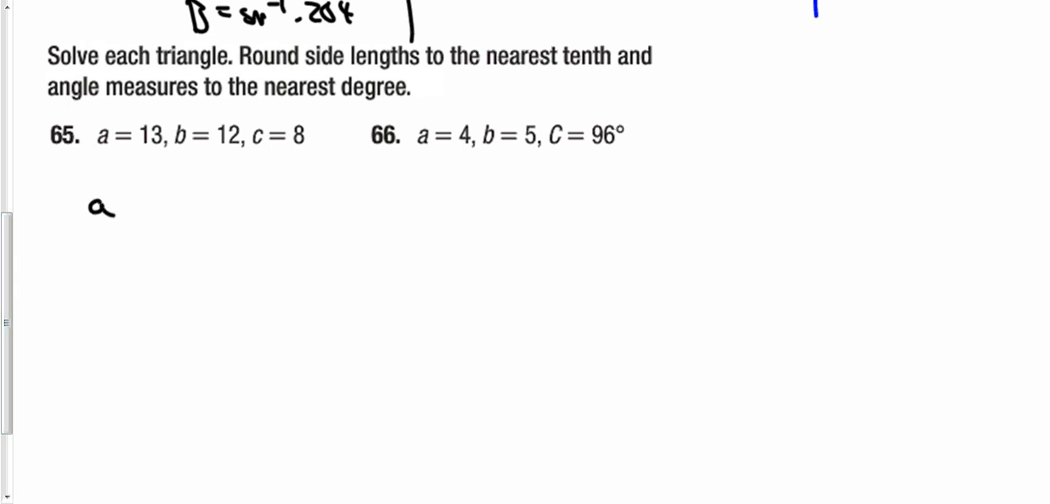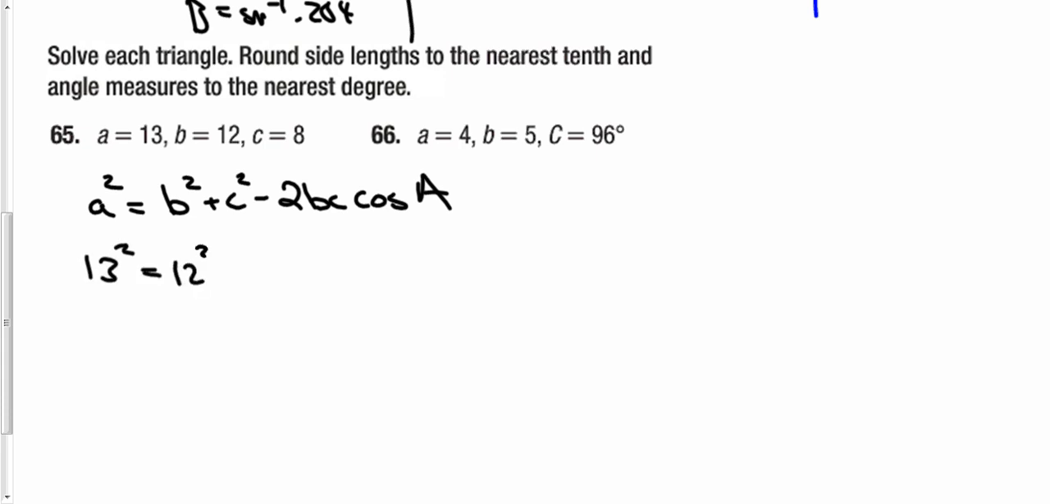if I want to start with a, a squared is going to equal b squared plus c squared minus 2bc cosine of A. That will solve me angle A, which gives me 13 squared is equal to 12 squared plus 8 squared minus 2 times 12 times 8 cosine of A. Solving all that for A gives me an answer of 78 degrees.